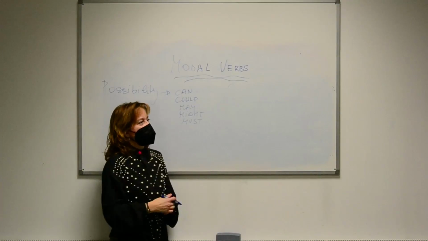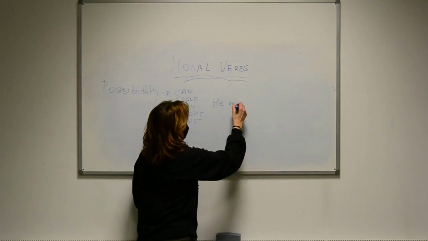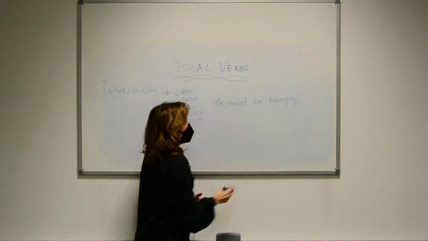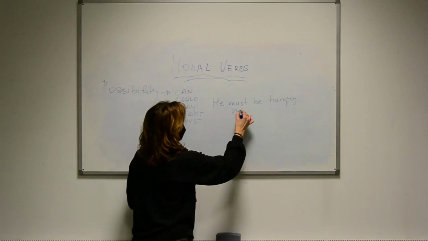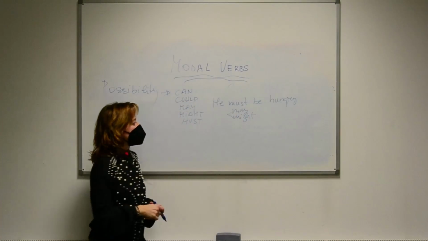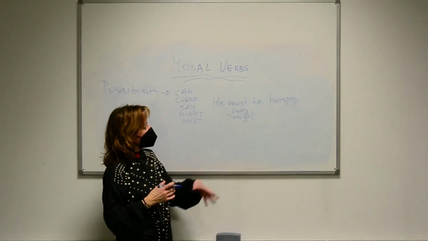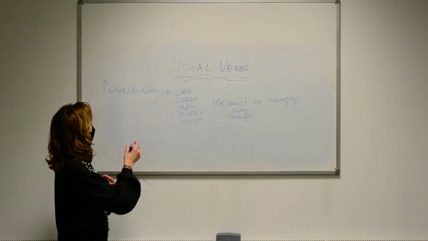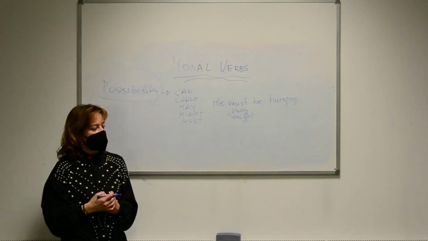With must, for example, the baby is crying, and we say, he must be hungry. Perhaps the baby is hungry. We can say also, he may or he might. The difference between may and might indicates less possibility. Less possibility if we say might be hungry than if we say may be hungry. Several modal verbs can indicate possibility, depending on the context.